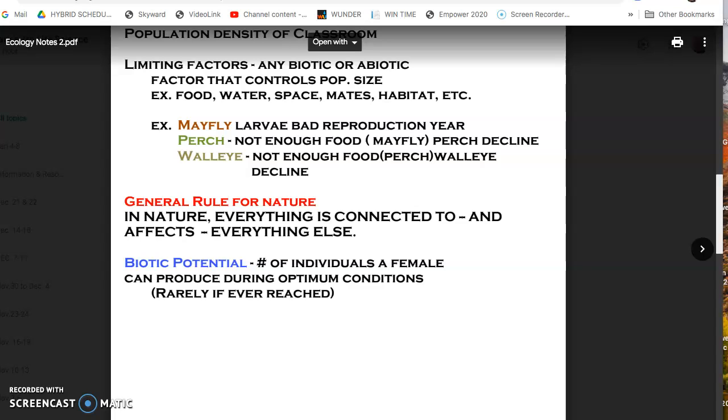If there is a really, really good year, once in a while you'll see a white-tailed deer that will throw triplets. And that usually is when there's a good food year and a very, very mild winter. The combination of these two, the mild winter and good food supply, enables the female to reach her biotic potential and give birth to multiple offspring.